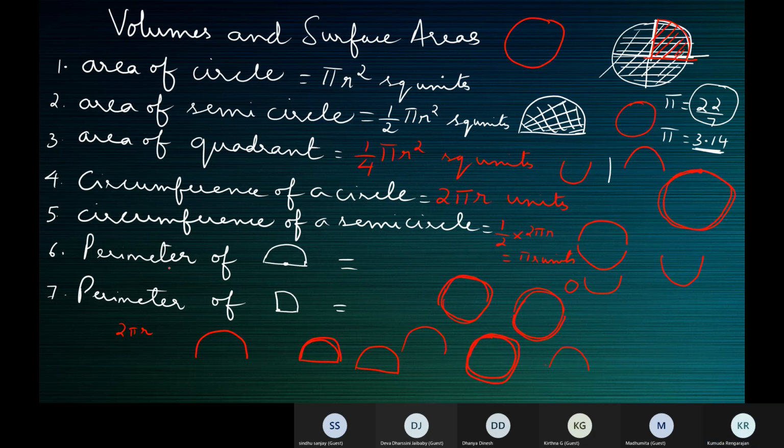Now tell me, what is the perimeter of a figure like this? This is actually called the semicircular region. This is a semicircle, and this is a semicircular region. Now, if you have to find the perimeter of this figure, is it the radius plus the length of the line? Correct. Work it out and tell me.